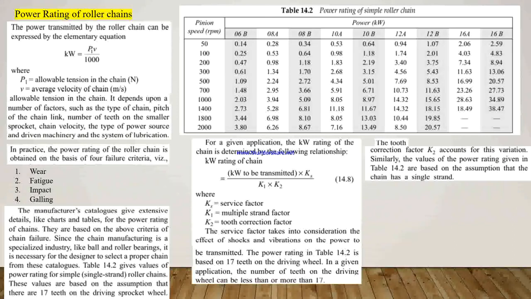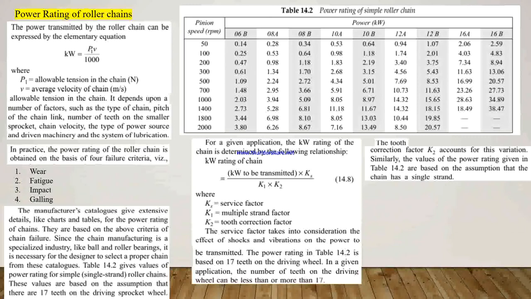Next is fatigue. As the chain passes around the sprocket wheel, it is subjected to a tensile force which varies from maximum on the tight side to minimum on the loose side. The chain link is therefore subjected to one complete cycle of fluctuating stresses during every revolution of the sprocket wheel, and this results in a fatigue failure of the side link plates.